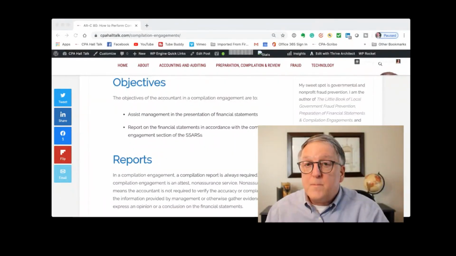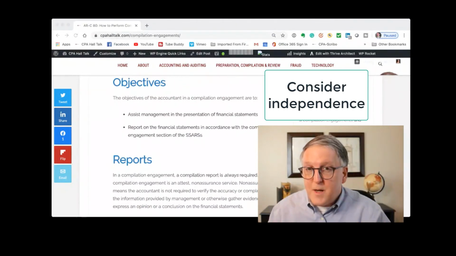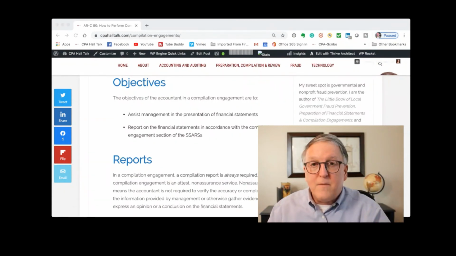So what are the objectives of a compilation engagement? One, we're going to assist management in the preparation of the financial statements. And two, we're going to issue a compilation report. Now that first piece is a non-attest service. The second piece is an attest service. And therefore you need to consider independence because you're doing non-attest and attest if you prepare the financial statements.